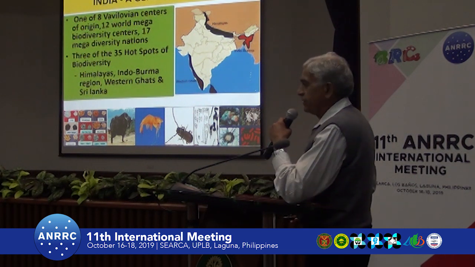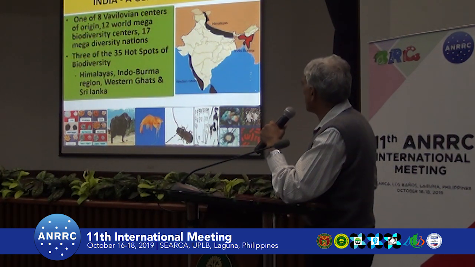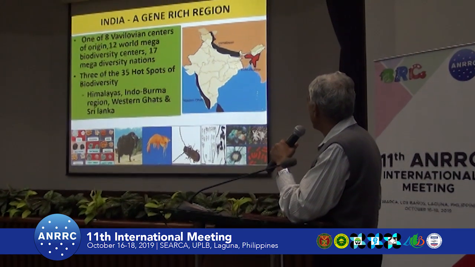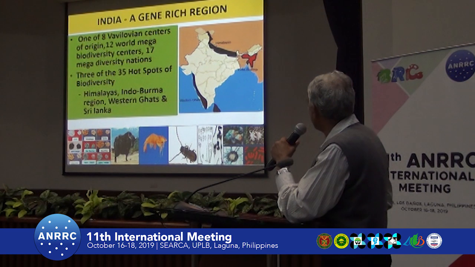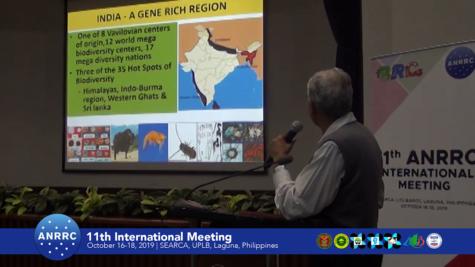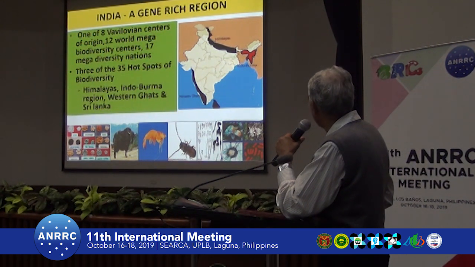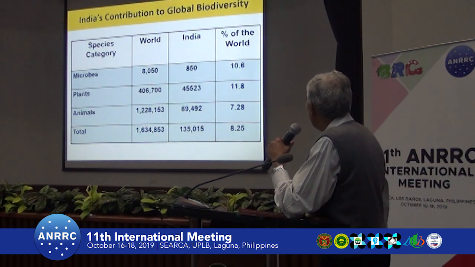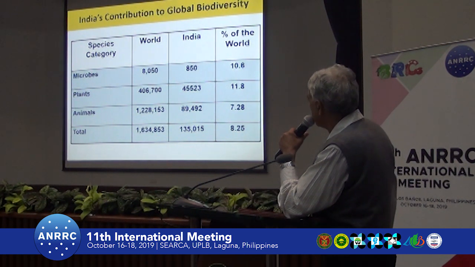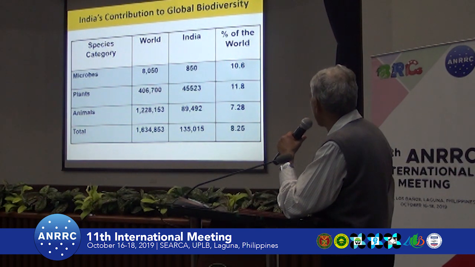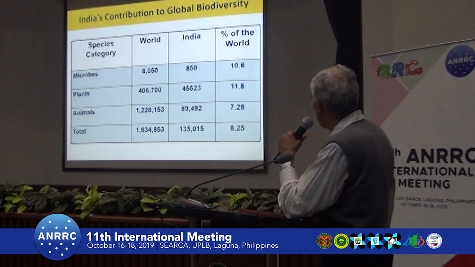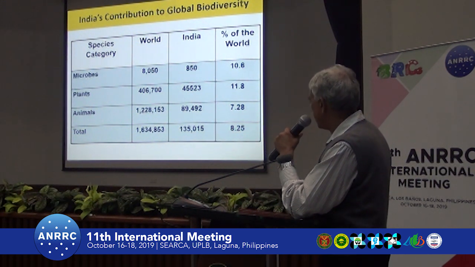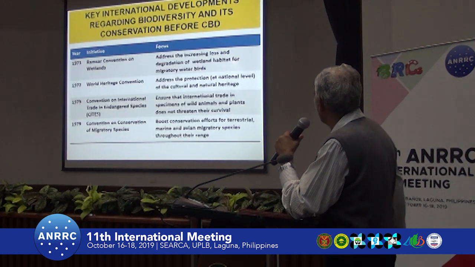Now, India is a very rich nation. As you can see, it is one of the bioresource center regions, one of the world's mega biodiversity centers, one of the megadiverse nations. Three of the hotspots of diversity are found in India, that is in the Himalayas, the Western Ghats, Sri Lanka, and the Nagoya region. If you look at the contribution of the country towards global biodiversity, in terms of microbes, plants, animals, it ranges from 7.28% to 11.8%. So on an average, the contribution of the country towards global biodiversity is around 8.25%.